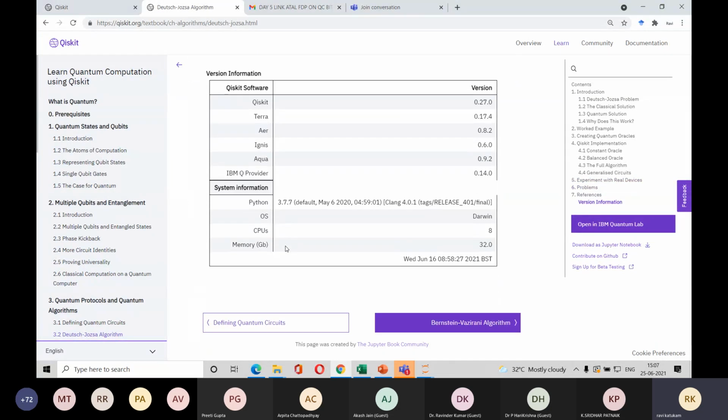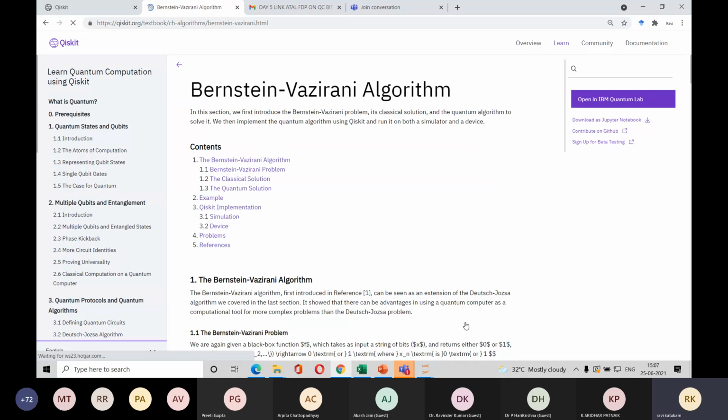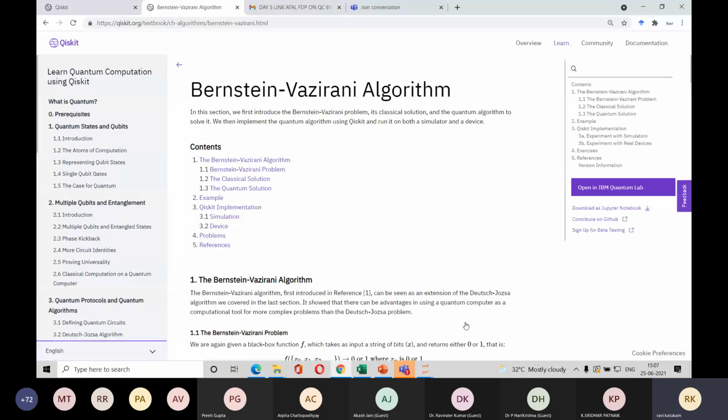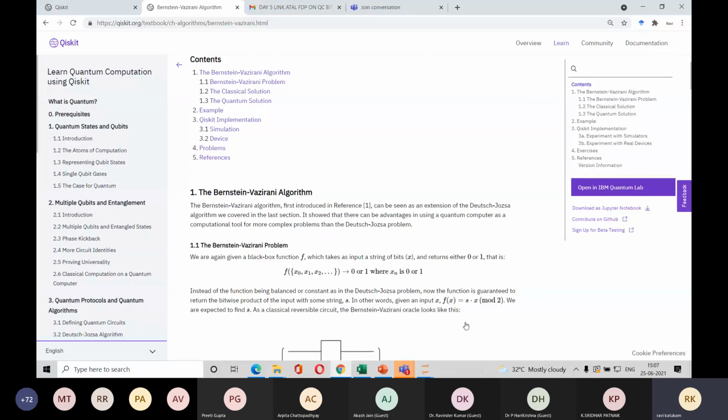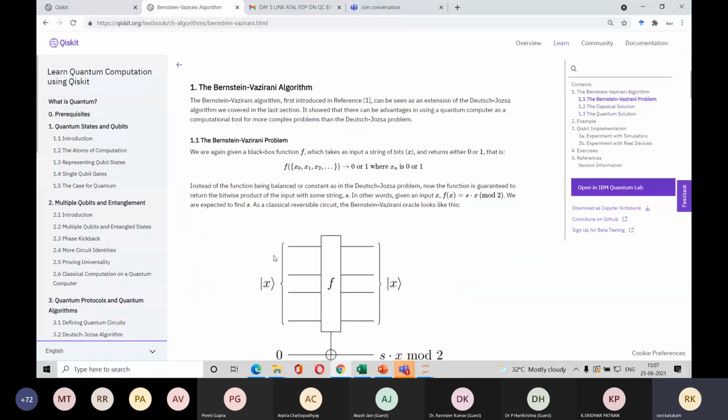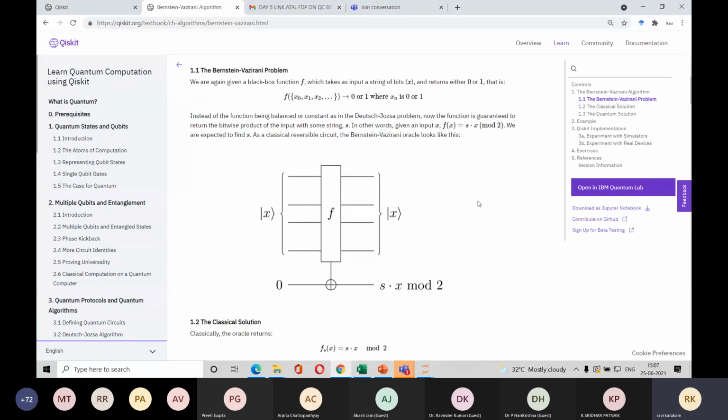There is one more algorithm, Bernstein-Vazirani algorithm. So it is nothing but an extension of the Deutsch-Jozsa algorithm. What it means, it takes the bitwise product of input and some string s. So this is similar to that, but it will give the multiplication of x and f of x. Instead of addition operation, it will do the multiplication.